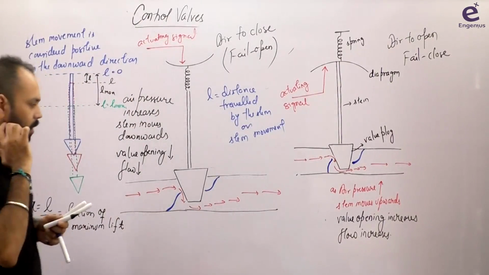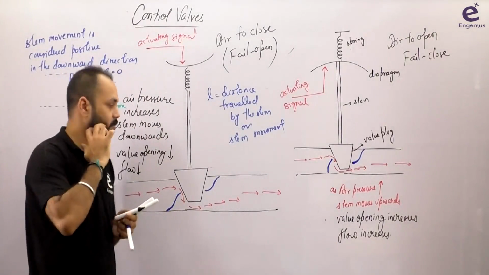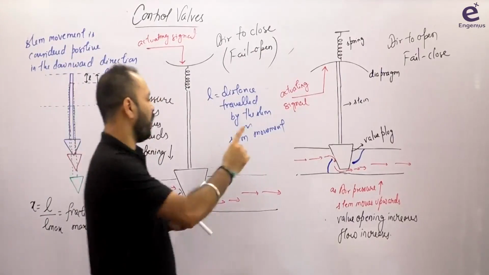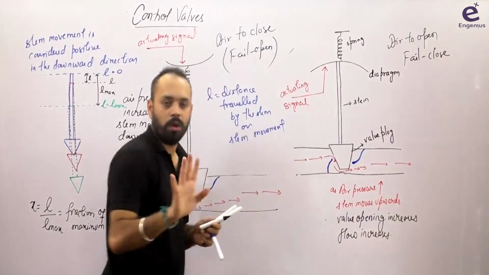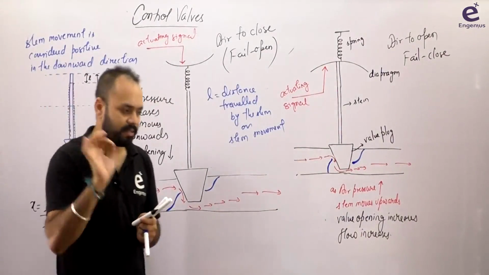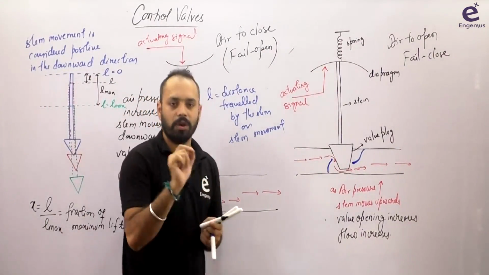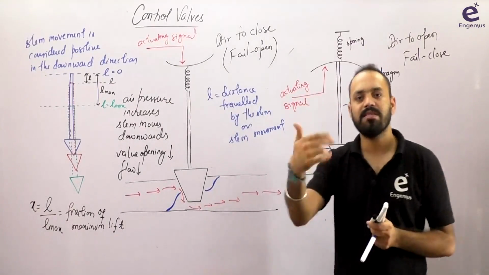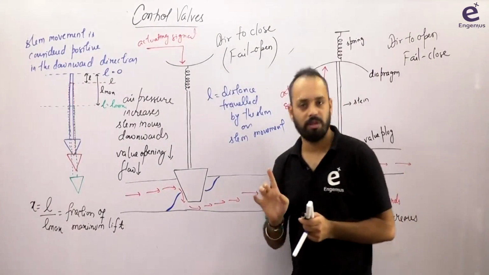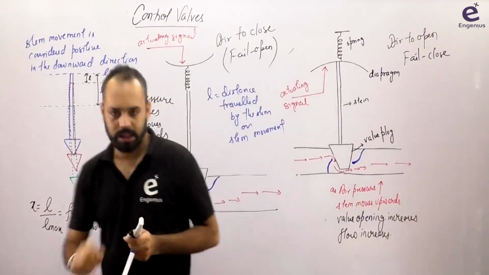Now many students make a confusion here. कई बार टीचर्स भी कंफ्यूज करते हैं कि सर, here actuating signal is increasing, flow is increasing, so it is direct acting. No, a valve is decided as direct acting or not on the basis of increase in the actuating signal and the stem movement, not on the basis of flow rate. तो एक काम करते हैं, इसको लिख लेते हैं, ठीक है?